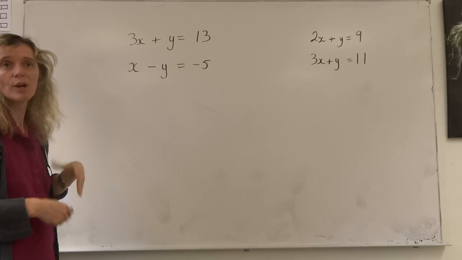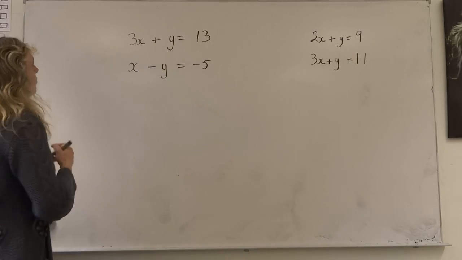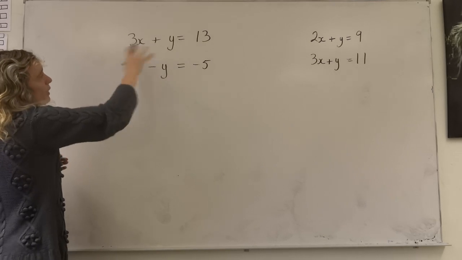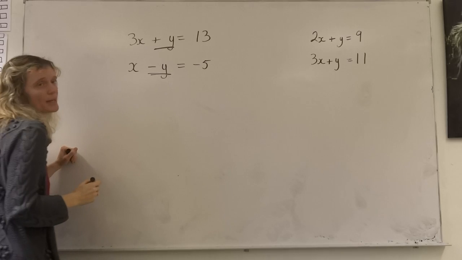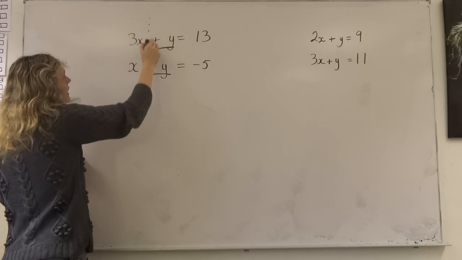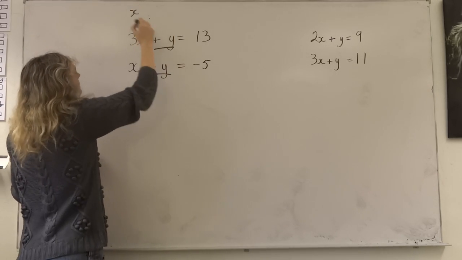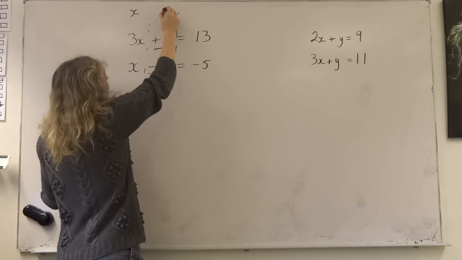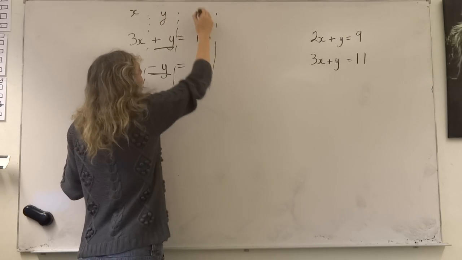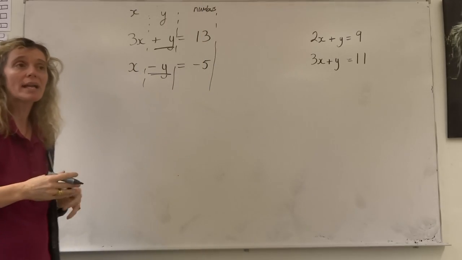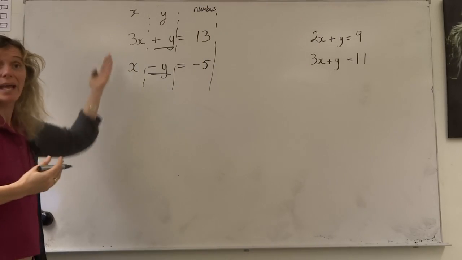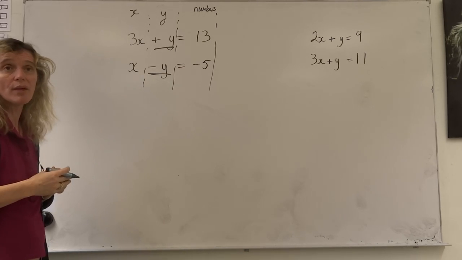They're nice and simple. We don't have to multiply one to get the same number, because here we have a plus y and here we have a minus y. And if we just think of them as being in separate columns, here are all the x's by themselves, here are all the y's by themselves, and here are all the numbers by themselves. And remember, when we're adding and subtracting, we only add x's to x's, so that's why this method works.